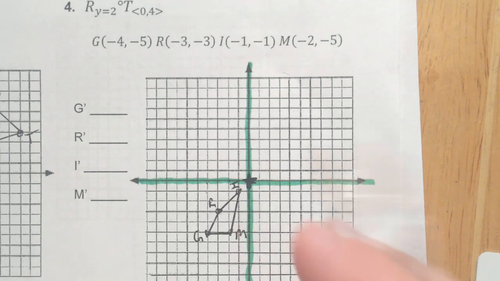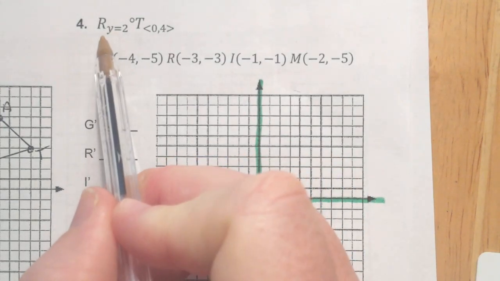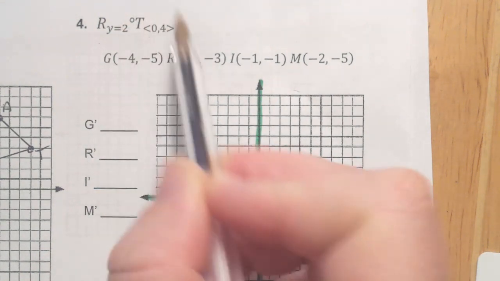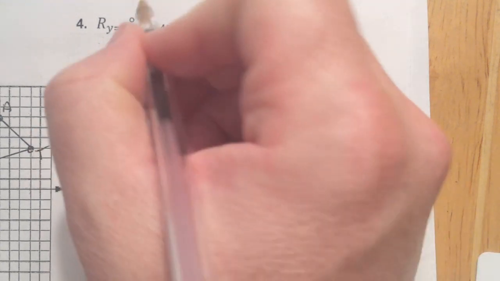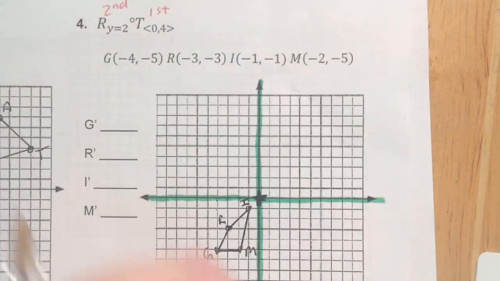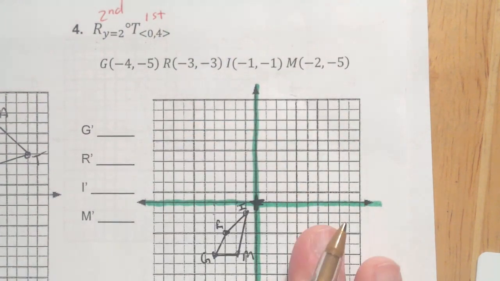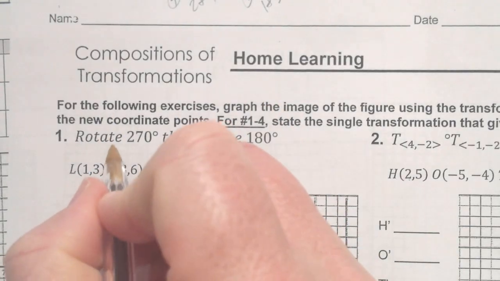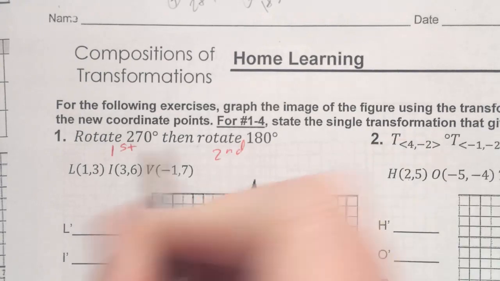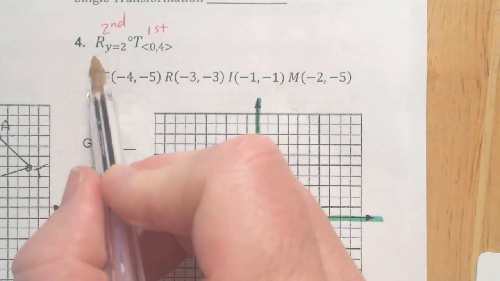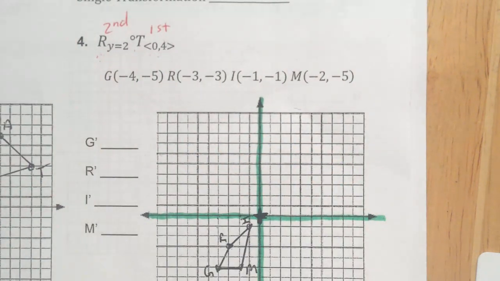Okay, so now when you're looking at this, it is a reflection of the translation. You can't do the reflection of something unless you have that something first. So we have to do the translation first, and then we can do the reflection. So this will be the first thing, this would be the second thing. Now, if they gave us in words, like number 1, we would go in the order that the words say: rotate, and then rotate again. But in the case of number 4, this says reflection of translation, so we're going to be going backwards.